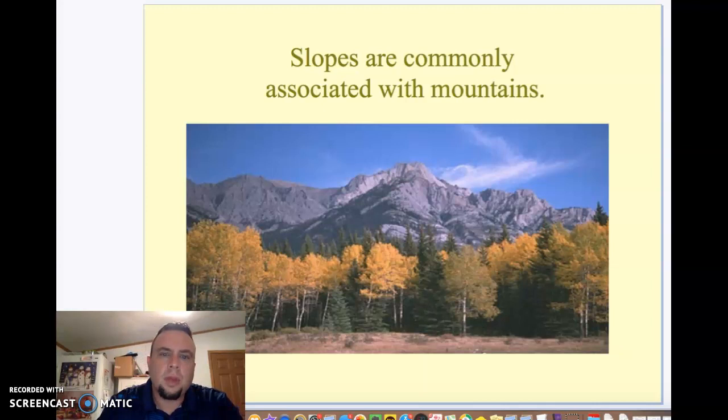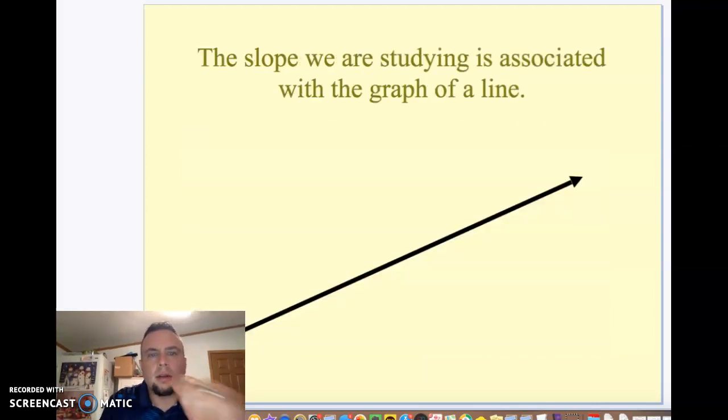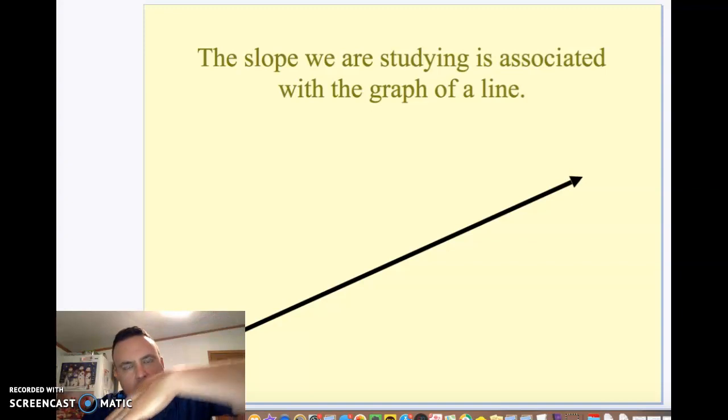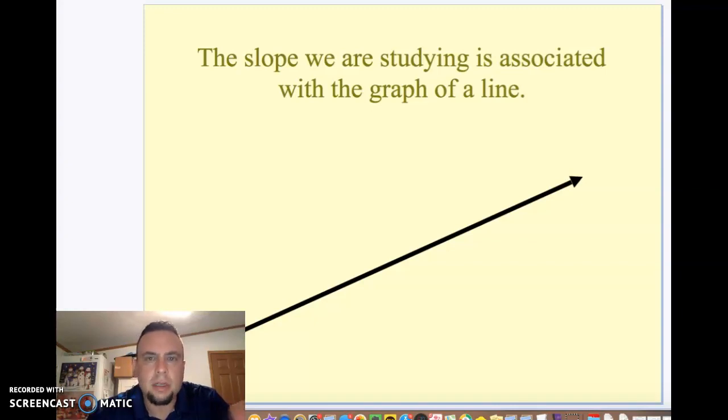So here we go. All right. The slope we're studying is associated with the graph of a line. So if you think about a ski slope, you can draw a line right down the slope there. Okay, and if you drew a line on a graph, we could put a number to it to say how steep this is. What is the slope of this line or this mountain, whatever we're talking about.